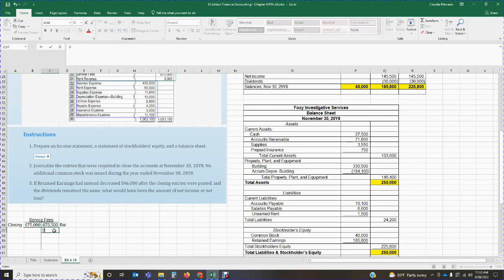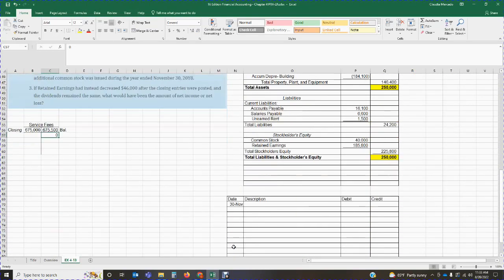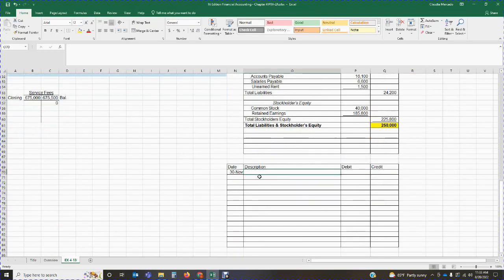Okay? So what did I do? I had a balance of $675,500 credit. You close by doing the opposite. So you would be debiting service fees. My balance would be 0. This account would be closed. Okay? So let's do the entry. Service fees would have to be debited for the $675,500.